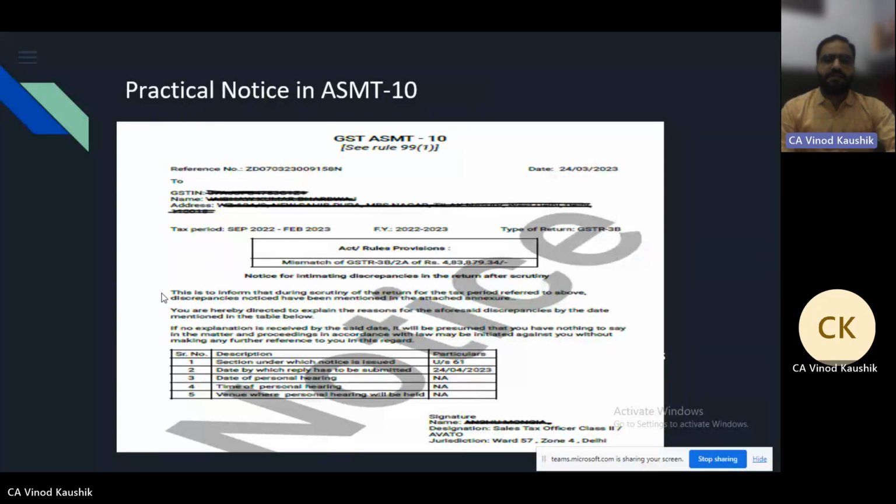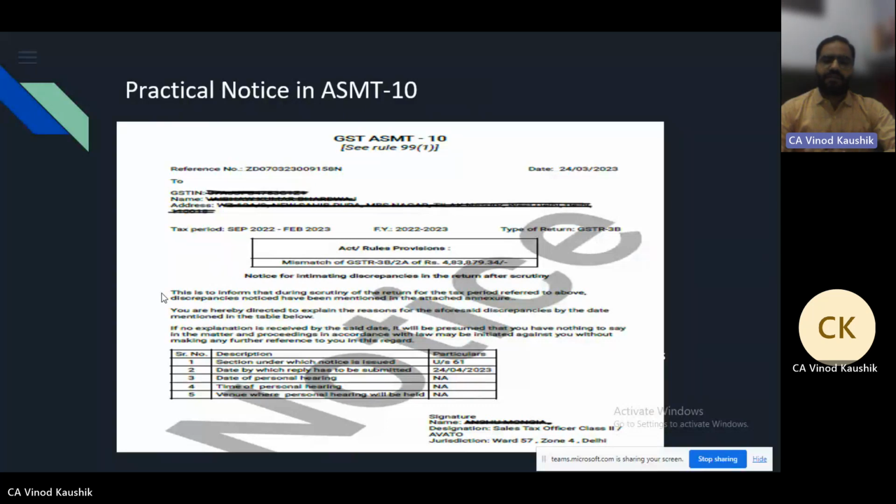This says there is a mismatch of GST at 3B/2A of rupees 4,83,879.34. The mismatch is definitely shown on the face of the notice, a mismatch of 4,83,879, and we need to make a reply to that.